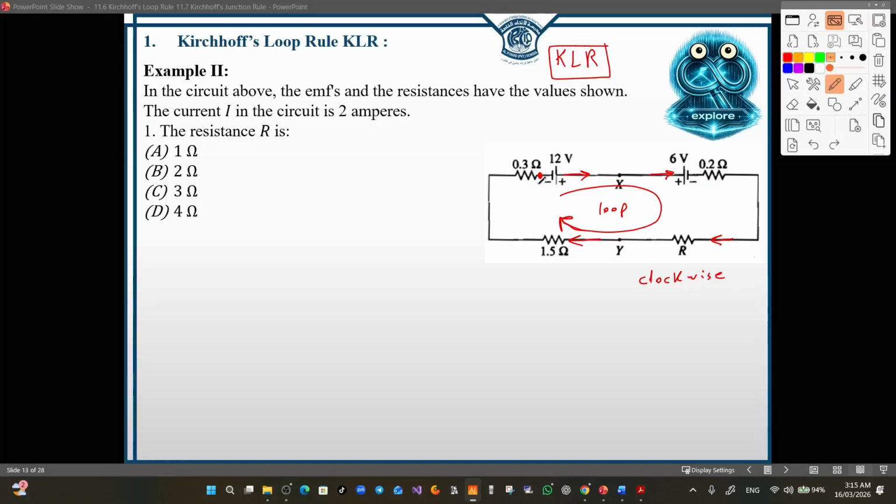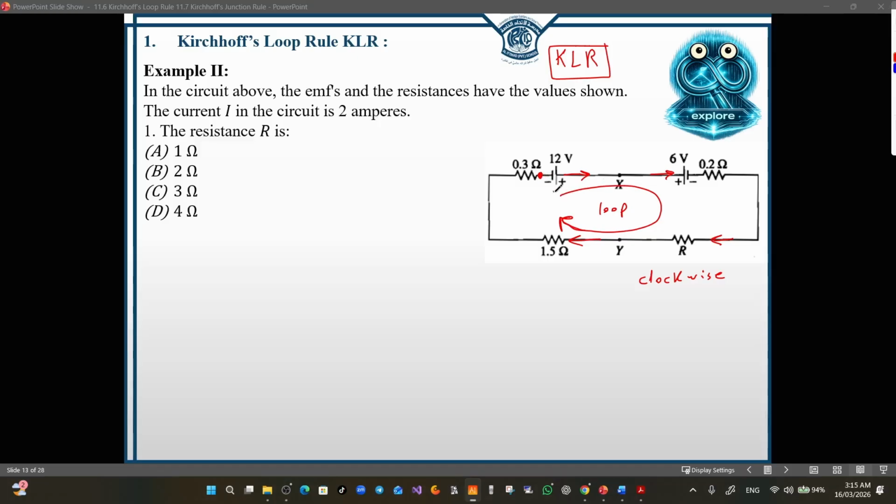Now, let's start from this point, rotating with the direction of my loop. So I will rotate now to the right. Since I'm entering the negative terminal first, the electromotive force should be written with a plus sign. So this is a plus 12 actually. Now complete it to the other battery.